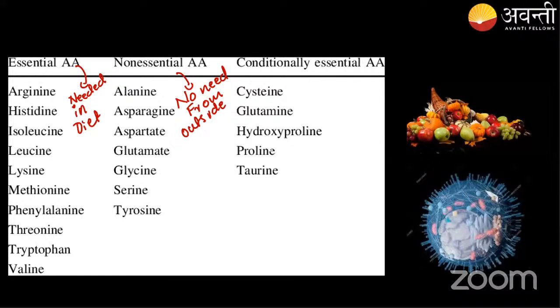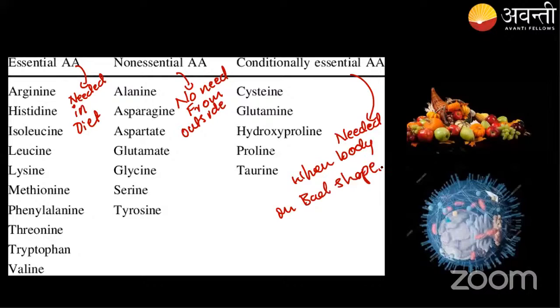What are conditionally essential amino acids? Conditionally essential amino acids are the ones needed when the body is in bad shape. What is the meaning of bad shape? When you are sick, when you are having some trouble, or going through some disease, that time. AA means amino acid. I told you in the starting, right?